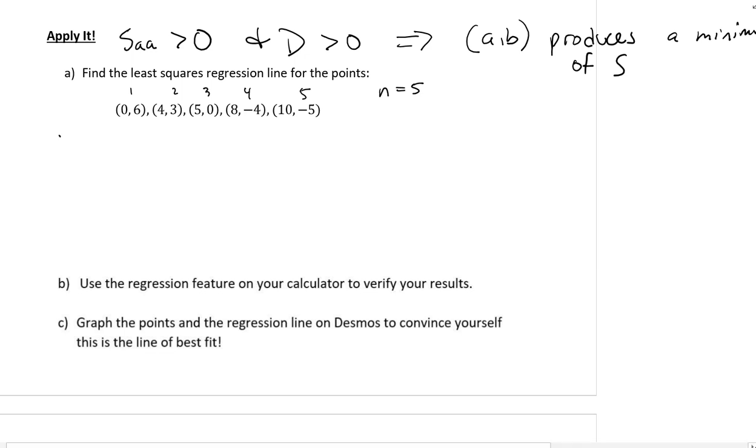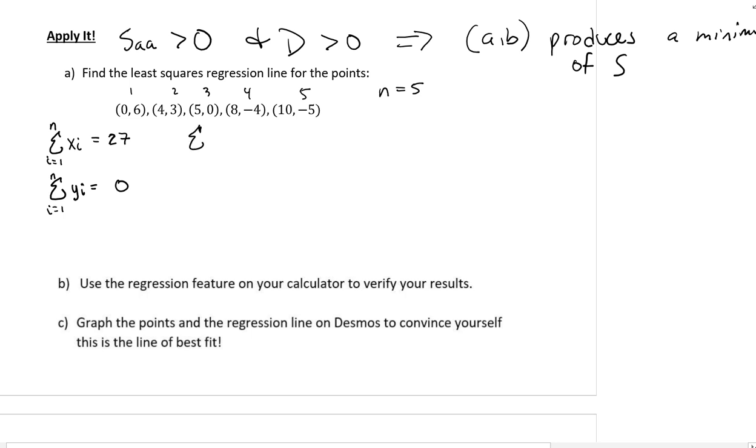But I'm going to go through and calculate some of these sums. The sum of the x coordinates, 0 plus 4 plus 5 plus 8 plus 10, is going to be 27. The sum of the y coordinates is going to be 6 plus 3 plus 0 plus negative 4 plus negative 5. That happens to be 0.